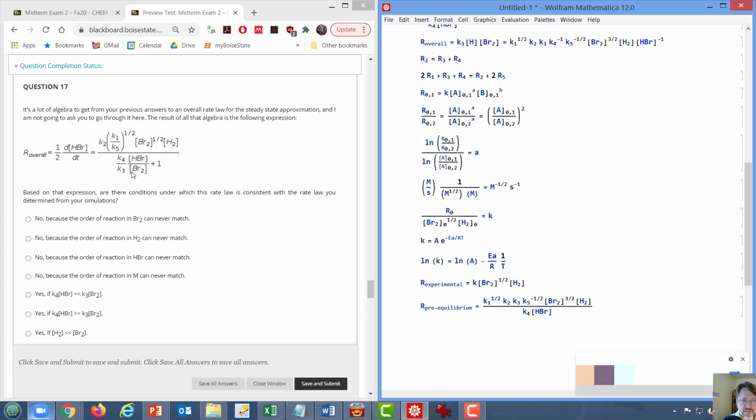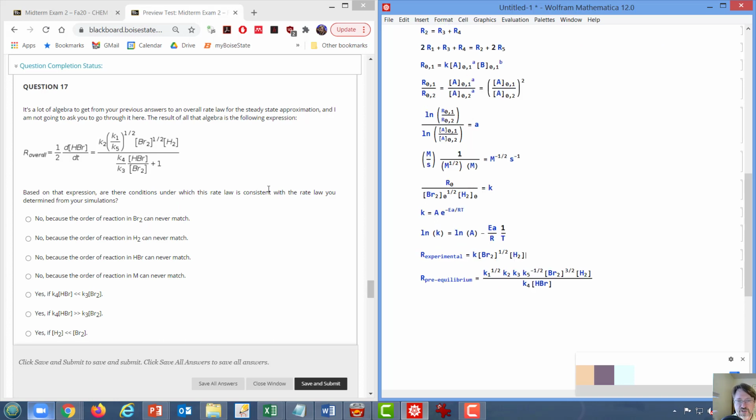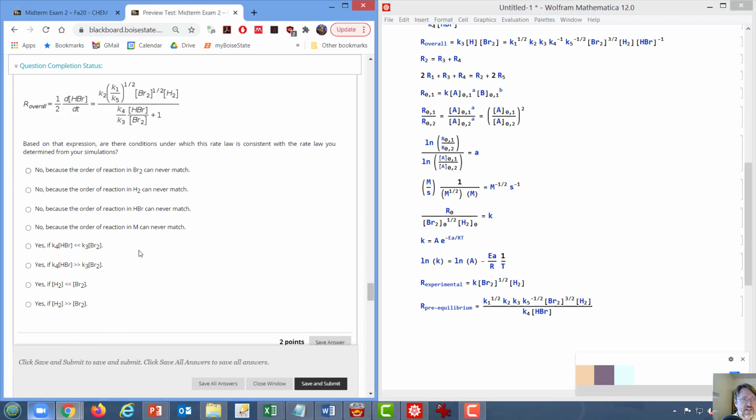One regime is that the first term is larger than the second term, in which case the Br2 is going to end up going up into the numerator, and we're going to have a rate law that looks just like the pre-equilibrium approximation. And so it's not going to work under those conditions. But if this first term is small compared to the 1, then this just becomes the numerator. So, are there conditions under which the rate law is consistent with the rate law you determined from your simulations? Yes, if this is small.